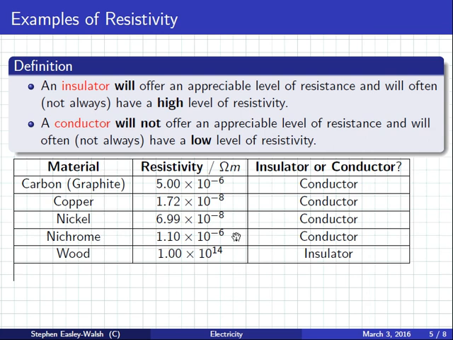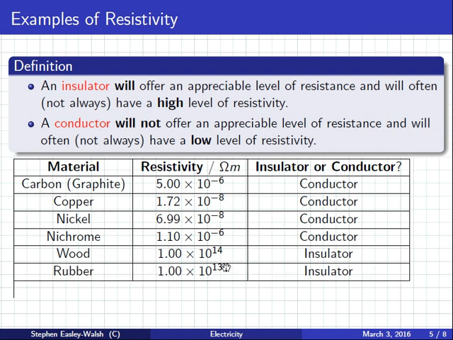Okay, next now onto some insulators. Now, can you see the big difference between this and this? It's a huge difference between a conductor and an insulator, like 10 to the 20. It's a huge value change. Okay, next material after wood is rubber, also an insulator.